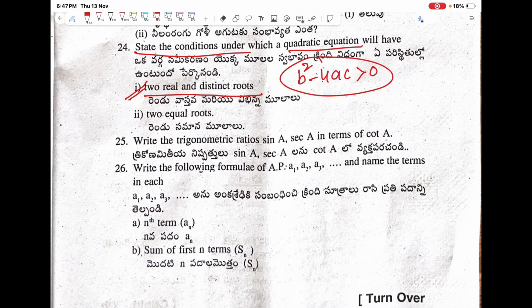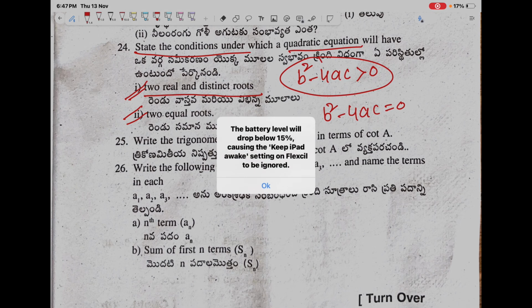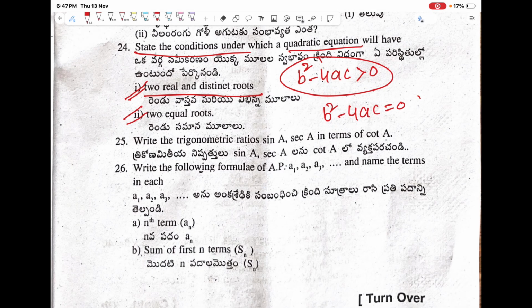Come to the second part of that question: two equal roots. When you have two equal roots? When the discriminant b square minus 4ac equals 0, then you will have two equal roots. That's all. They asked you only to state the conditions. When you write these two statements, that's all.